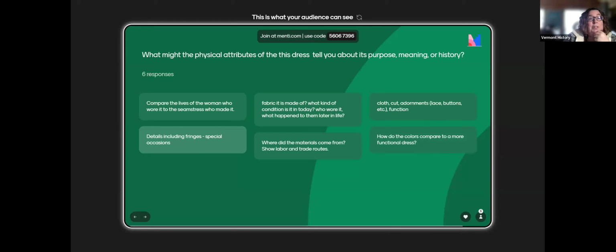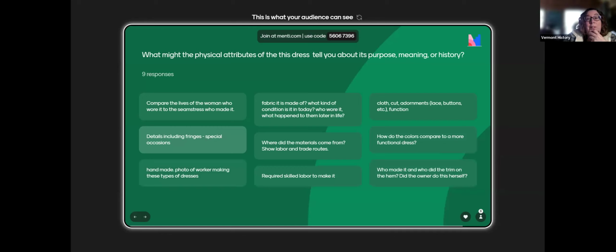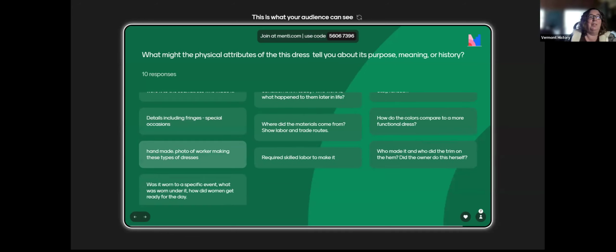Colors compared to a more functional dress. Photos of workers making these types of dresses. Yep, skilled labor. Worn for a specific event and what was worn under it. How did women get ready? Ooh, I love that one. What was the occasion? Yeah. Color suited to warmer weather.